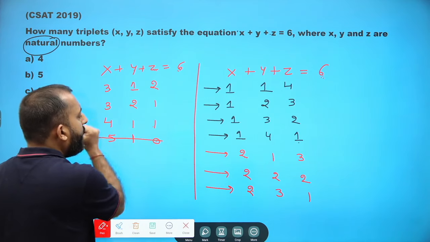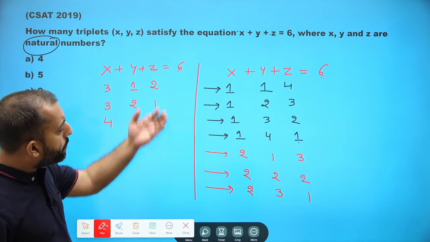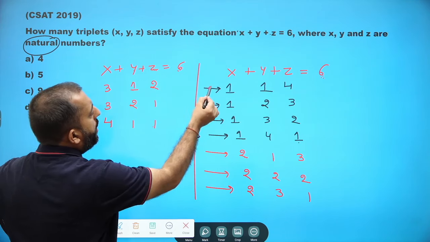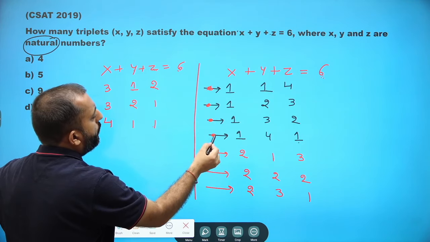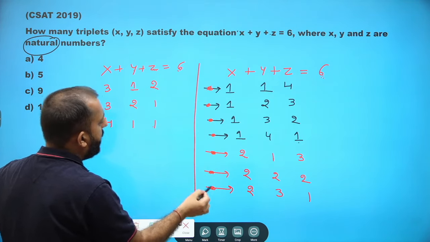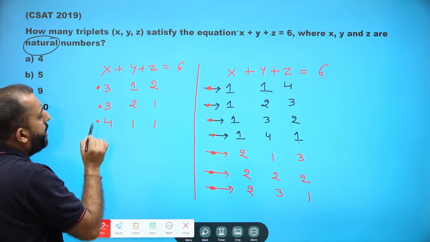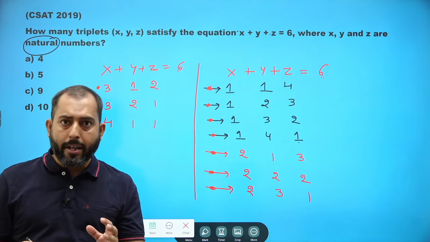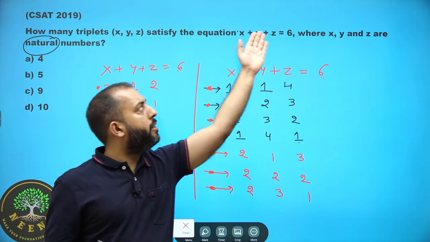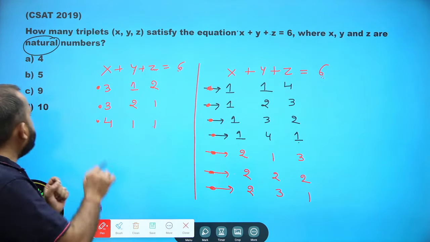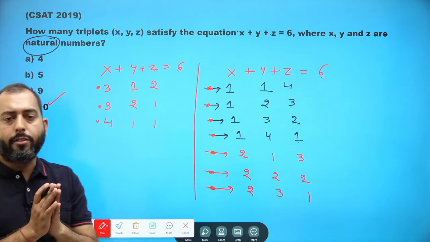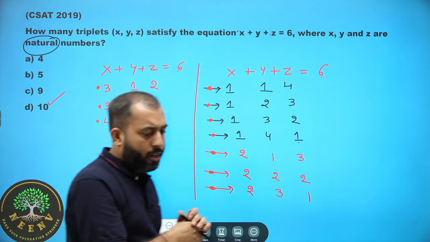So in this way, I can see I got only how many? 1, 2, 3, 4, 5, 6, 7, 8, 9, 10. Only 10 such triplets that are justifying all the given conditions. Hence, option D is the right choice. Kindly note it down.